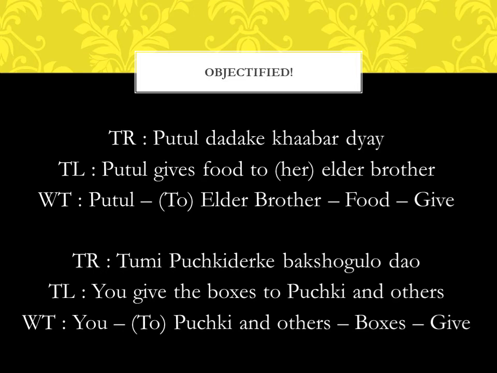Let's try to decipher this. Okay. So, what do you give? The boxes. The word for box in Bengali is baksho. We make it plural by adding gulo. When we did pointers for plural things, we did egulo, ogulo, shegulo. So we added gulo to that. Similarly, for inanimate things, we add gulo. So baksho becomes baksho gulo.